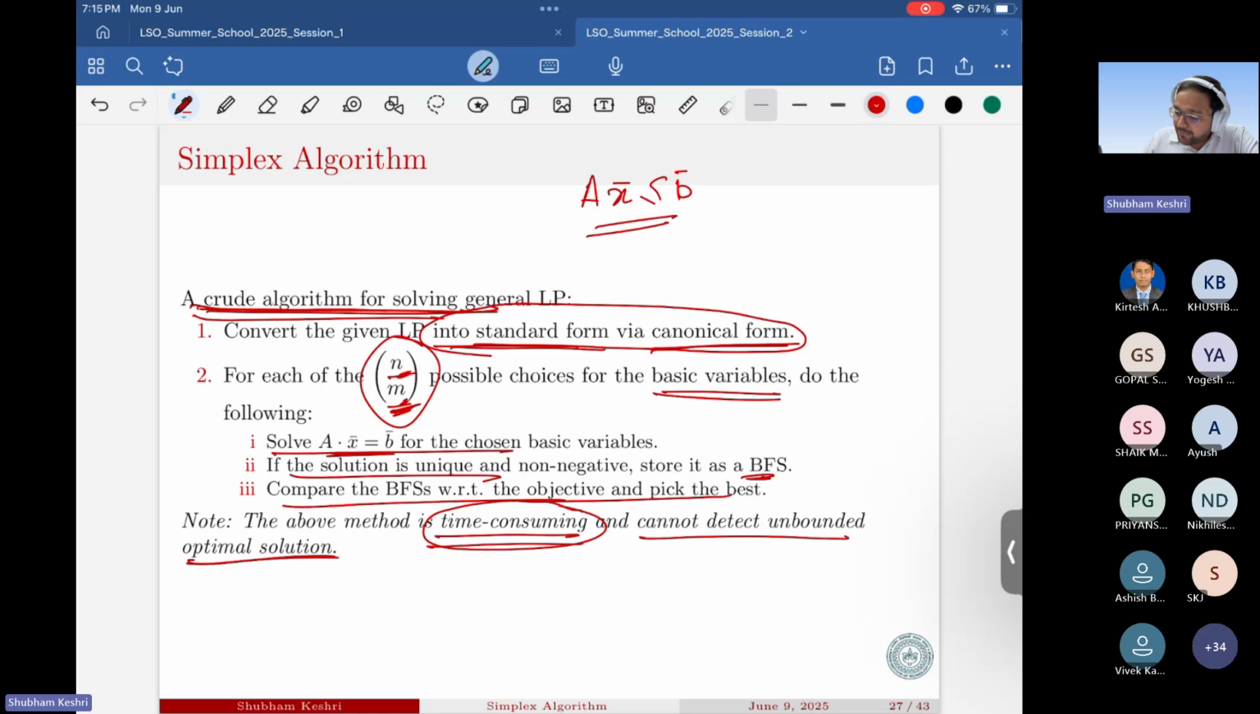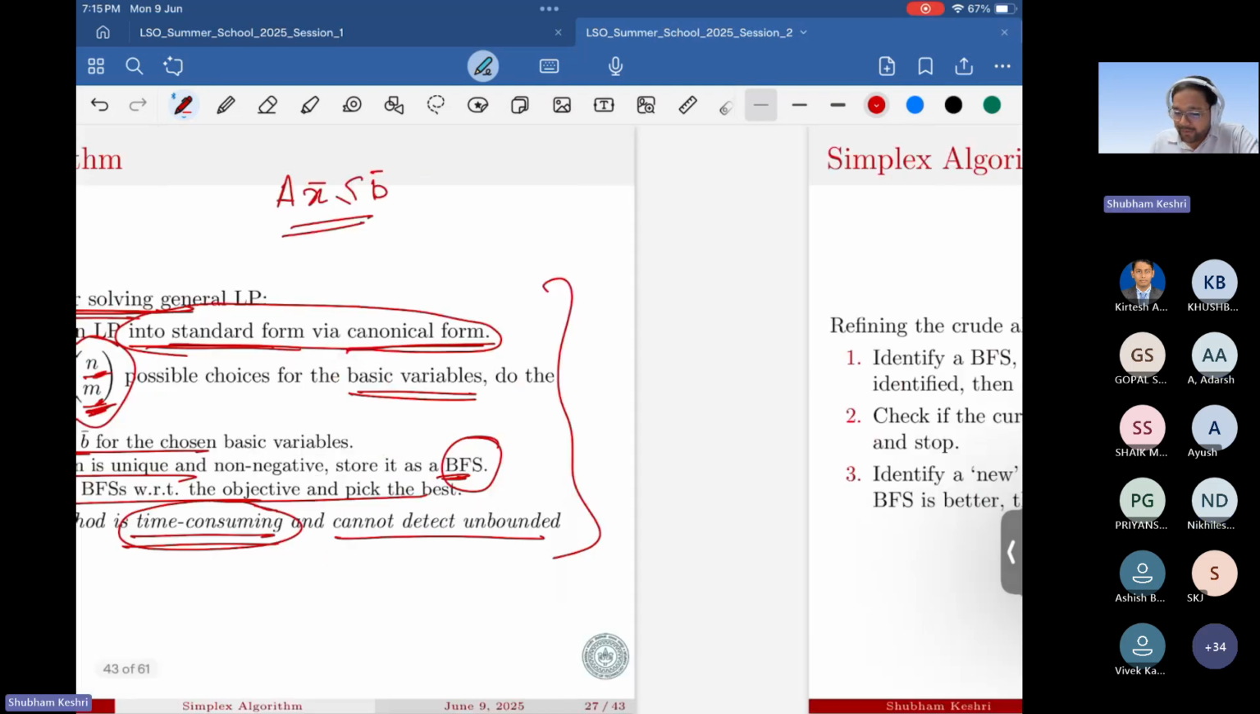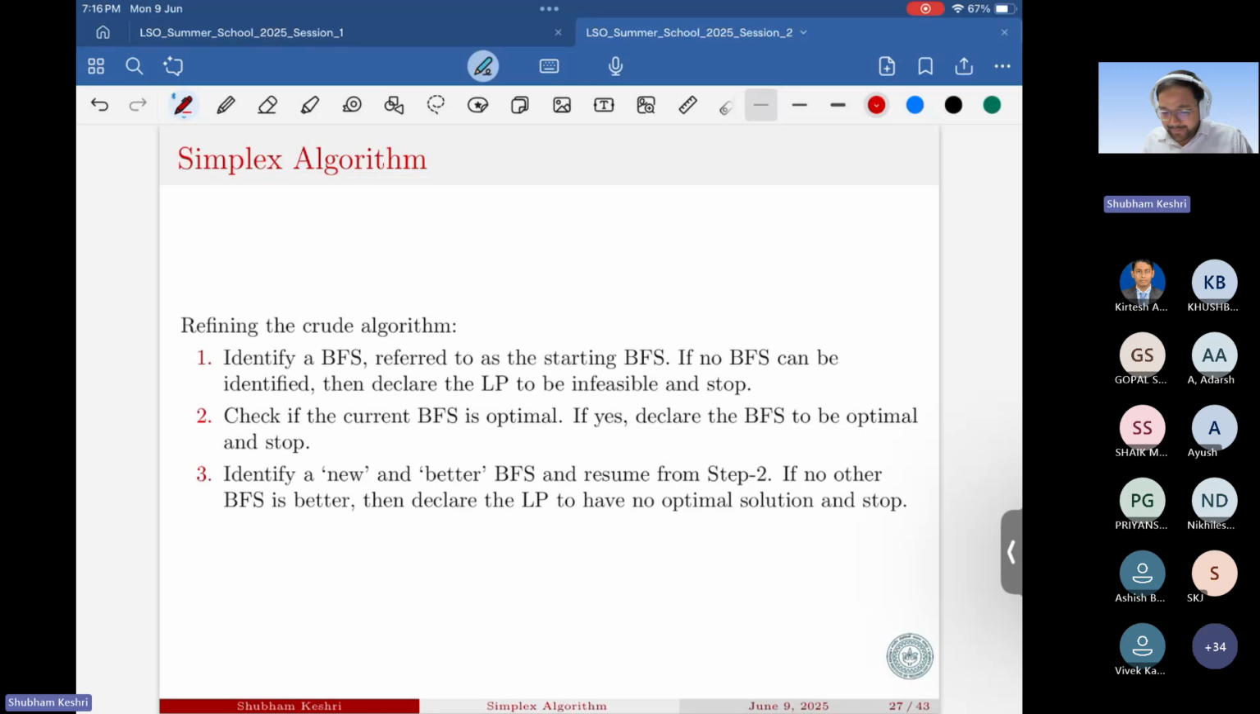By the way, this algorithm can identify an infeasible solution. How will it be able to identify it? If it has some negative values, it will not have any basic feasible solution. All the solutions will be basic solutions, but not basic feasible solutions. Therefore, it is an infeasible LP. Is that all right? Yes. Okay.